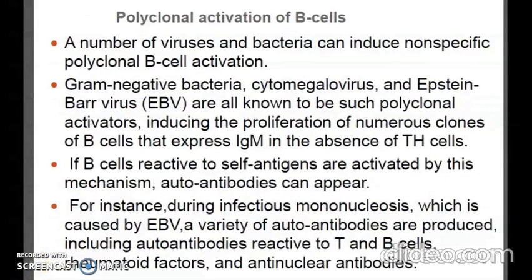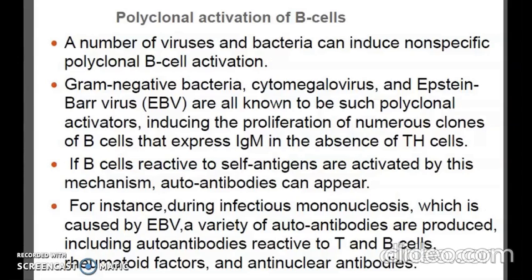The fourth mechanism of autoimmunity is polyclonal activation of B cells. A number of viruses and bacteria can induce non-specific polyclonal B cell activation. Gram-negative bacteria, cytomegalovirus, and Epstein-Barr virus, that is EBV, are all known polyclonal activators, inducing the proliferation of numerous clones of B cells that express IgM in the absence of T helper cells. If B cells reactive to self-antigens are activated by this mechanism, autoantibodies can appear.